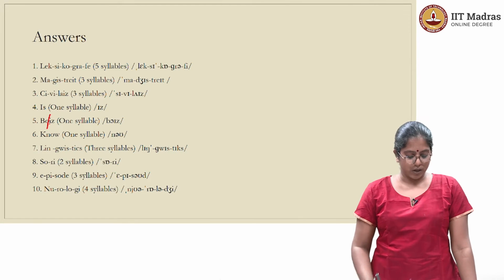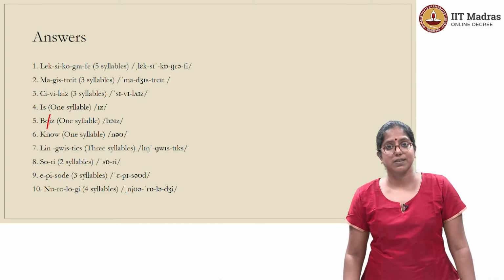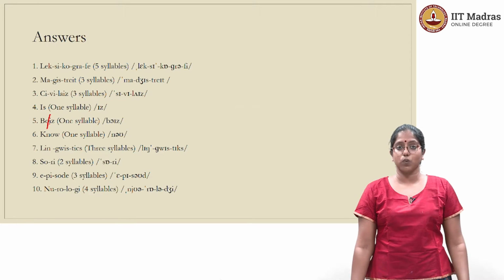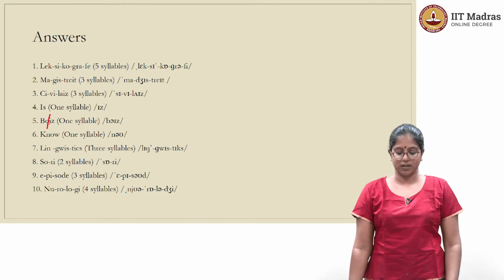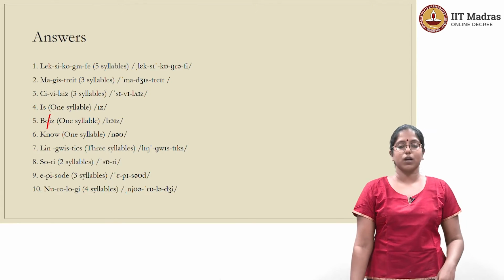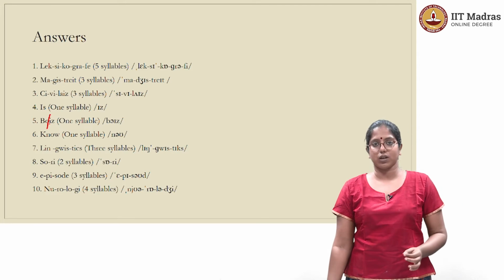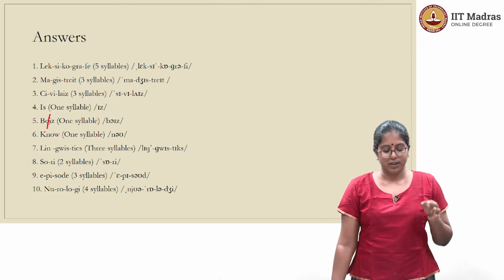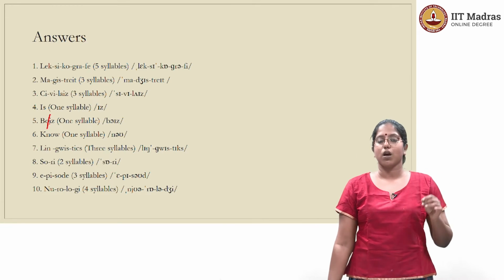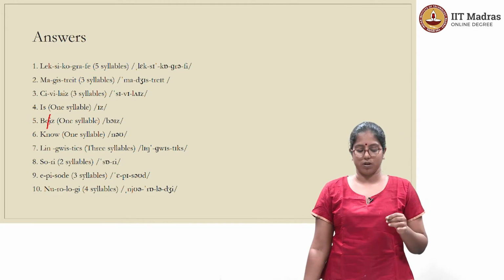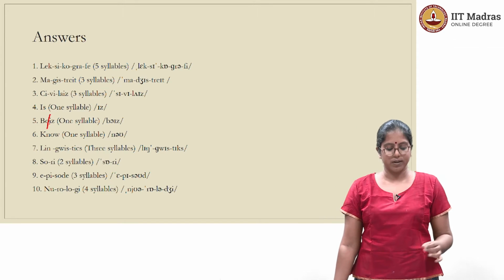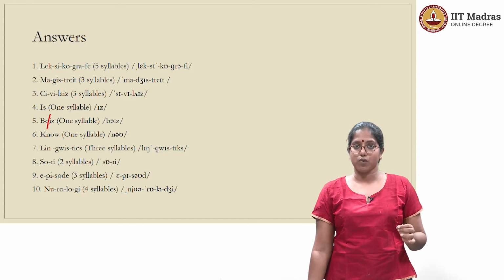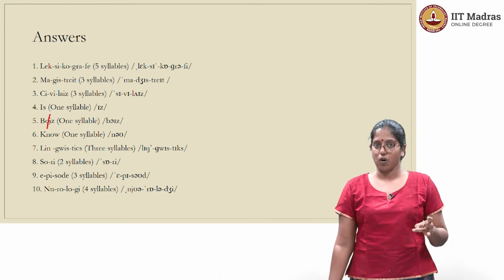The sixth word is no. Again, it's a 1-syllabled word. Seventh one is linguistics, linguistics. So it's a 3-syllabled word. The eighth word is sorry, sorry. It's a 2-syllabled word. The ninth word is episode, episode. So it's a 3-syllabled word. And the tenth word is neurology, which is a 4-syllabled word, neurology.